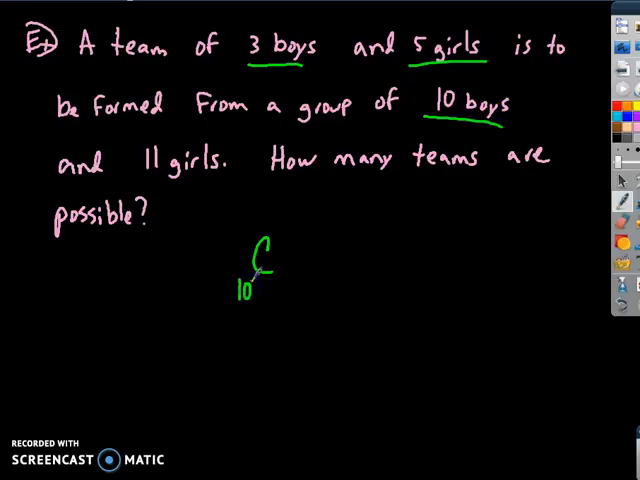10 boys and we want to choose 3 times the combination of 11 girls and we want to choose 5. And you may ask, well, why is the multiplication there and not addition? Well, I'll explain that in just a minute. I'm going to finish getting this answer first though.